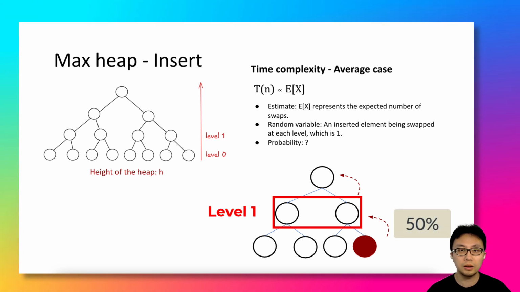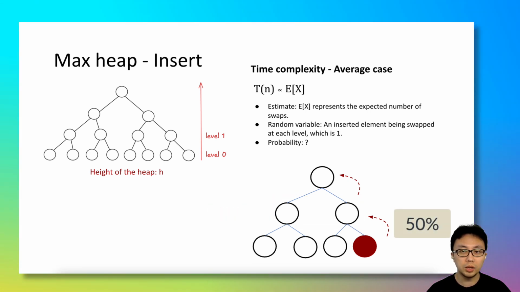The chance of a swap happening here is 50%. I mean, a swap only happens when the newly inserted element is bigger. That's 50%. This is the first comparison between the newly inserted element and any other element in the heap.